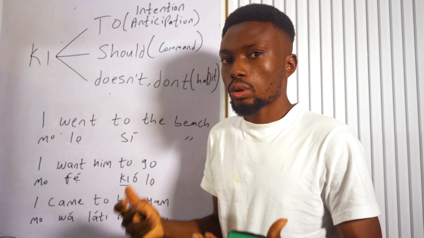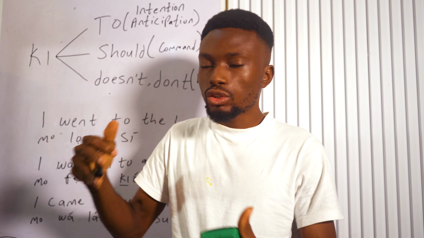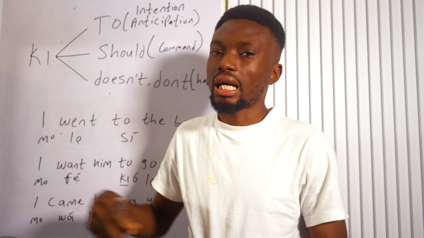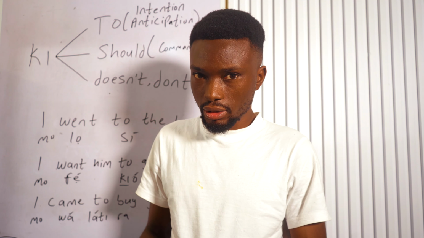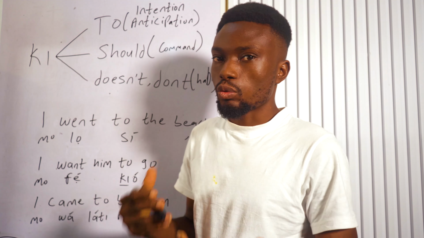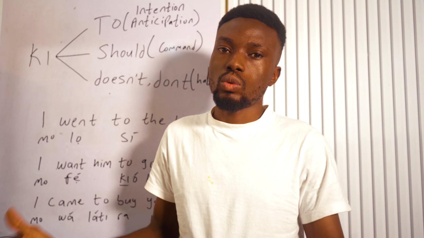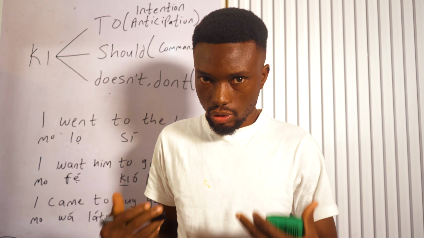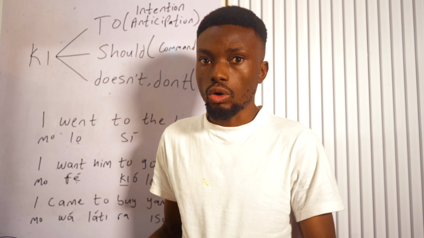But in a case where you are not talking about yourself, you are talking about your intention based on something else, another object is involved, or another person is involved, that's when you say, I want them to come. Mo fẹ́ kí wọ́n wá. Wọ́n is them, wá is come. So mo fẹ́ kí wọ́n wá. I want them to come.